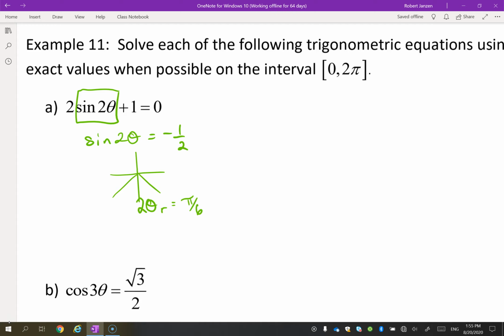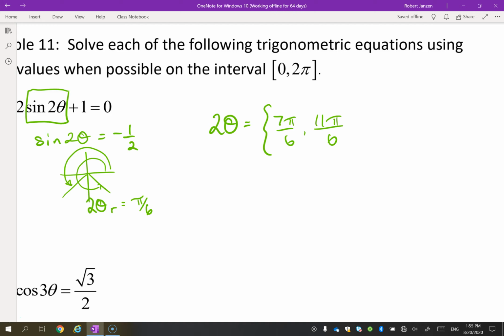Now that you have the reference angle, let's solve for 2 theta. What would this angle be? This angle would be 7 pi by 6. What would this angle be? That angle will be 11 pi by 6. That's nothing new. We've just treated that 2 as if it wasn't there. We've solved. But here's where things change a little bit.